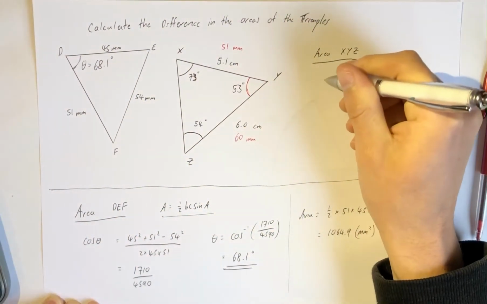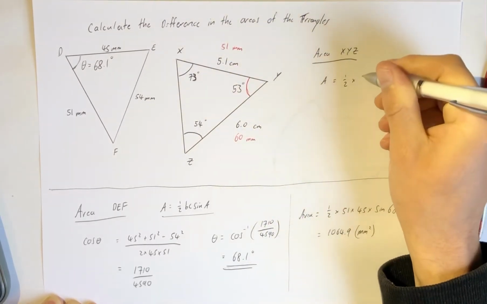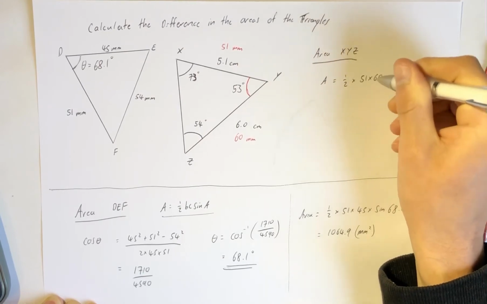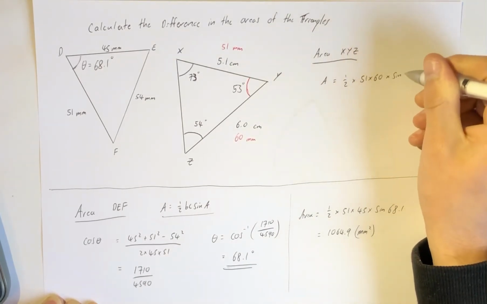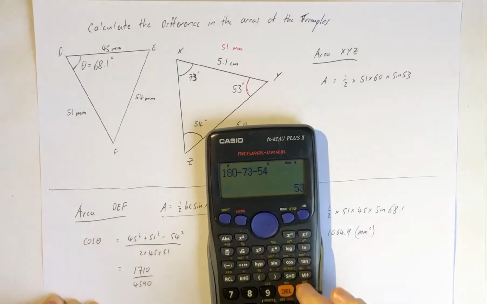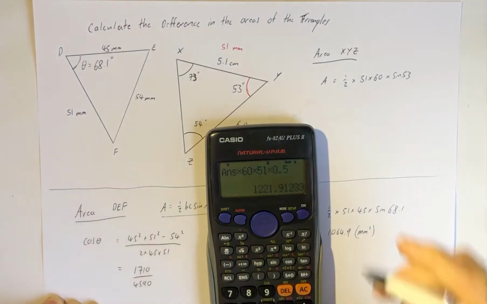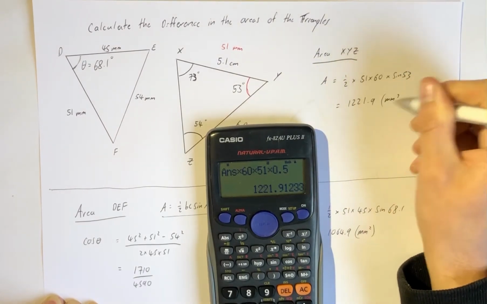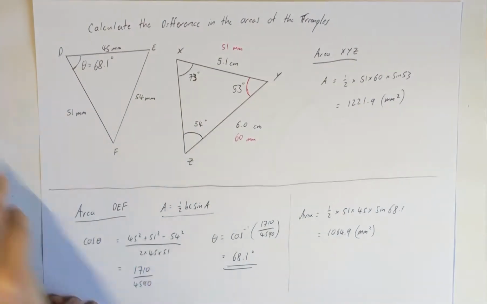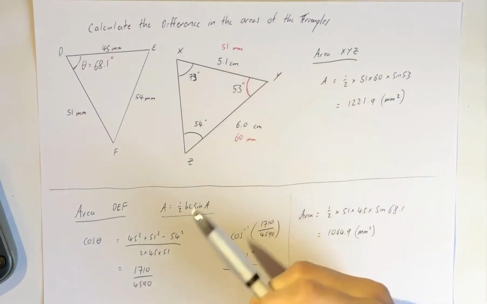That's just going to be a half times the adjacent sides, 51 times 60. I want this in millimeters because I need them to be the same, times sine 53. So if I go sine of that answer, because I had 53 in there before, times it by 60, times it by 51, and then times it by a half, I'll have 1221.9 millimeters squared. And I always get to a point like this where I think I've answered the question, because I go, right, I found the areas of both those triangles, and that's what I told myself to do in my head.